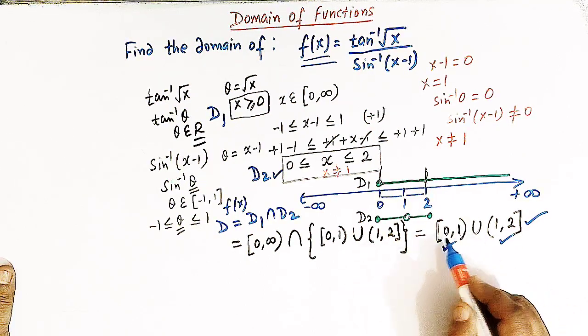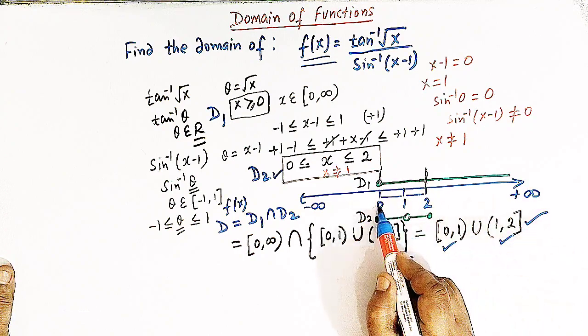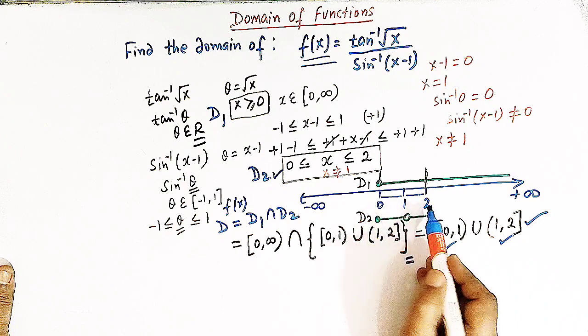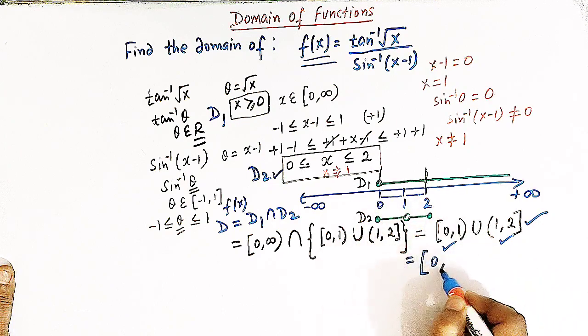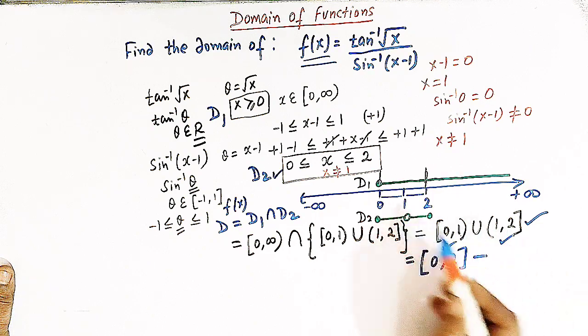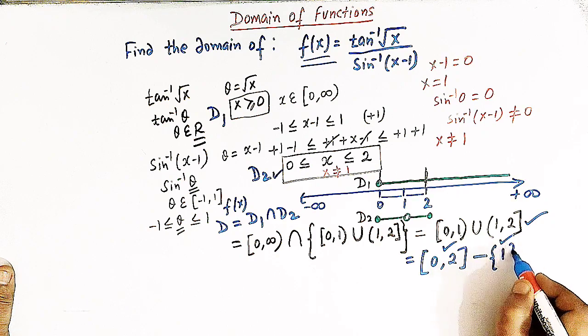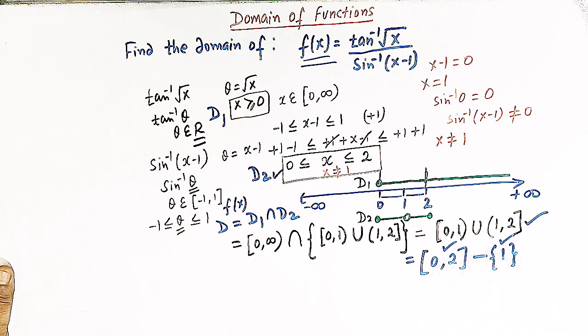So we can also express this notation like this. We can take the entire interval from 0 to 2, that is 0 to 2, and then we can exclude 1 from this interval, right? So we can also write here 1 in the curly brackets.